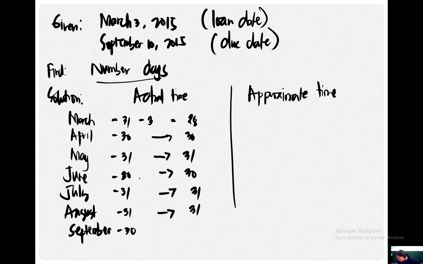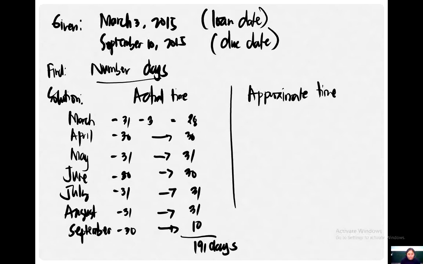Then the due date we have September 10. Let's just write 10. Then let's add them together. We have 28 plus 30 plus 31 plus 30 plus 31 plus 31 plus 10. So we have 191 days.